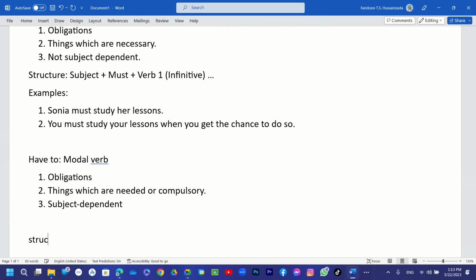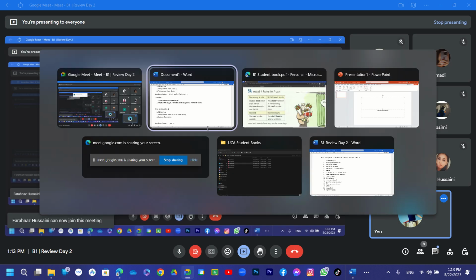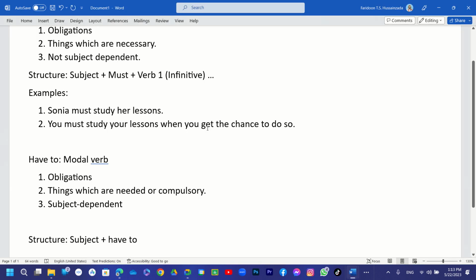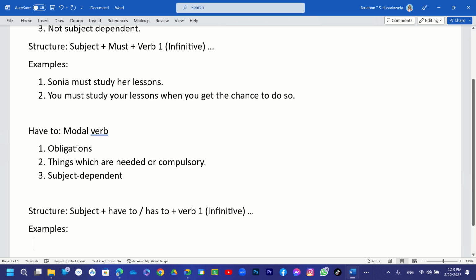So let's talk about the structure. It is going to be subject plus have to or has to, plus a verb one, or you can also call it an infinitive, and after that you can go on and put a complement or object. It doesn't matter.